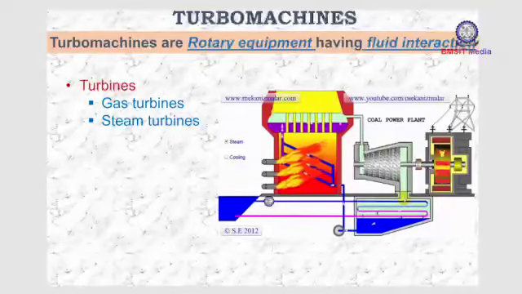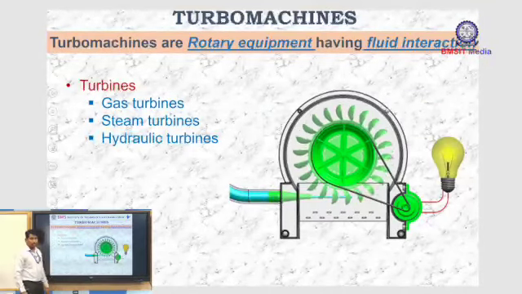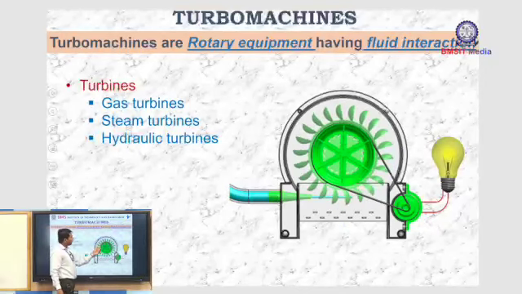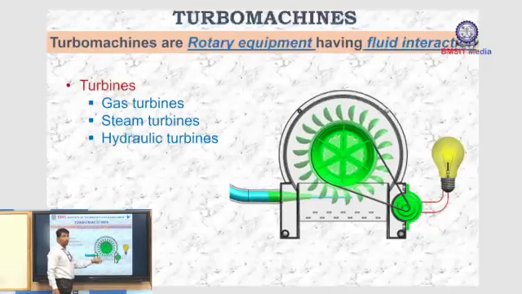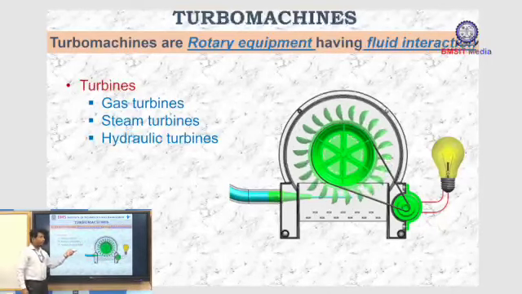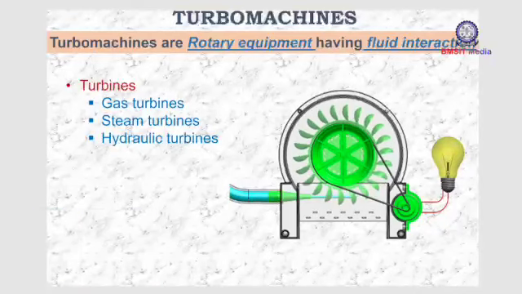Then the next type of turbo machine is the hydraulic turbine. Again, as the definition says, this is a rotary equipment, with fluid interaction. This fluid is water, neither the gas nor the steam, as we discussed for the gas and steam turbines. Here, the fluid is water. Next, we'll go with the windmill.